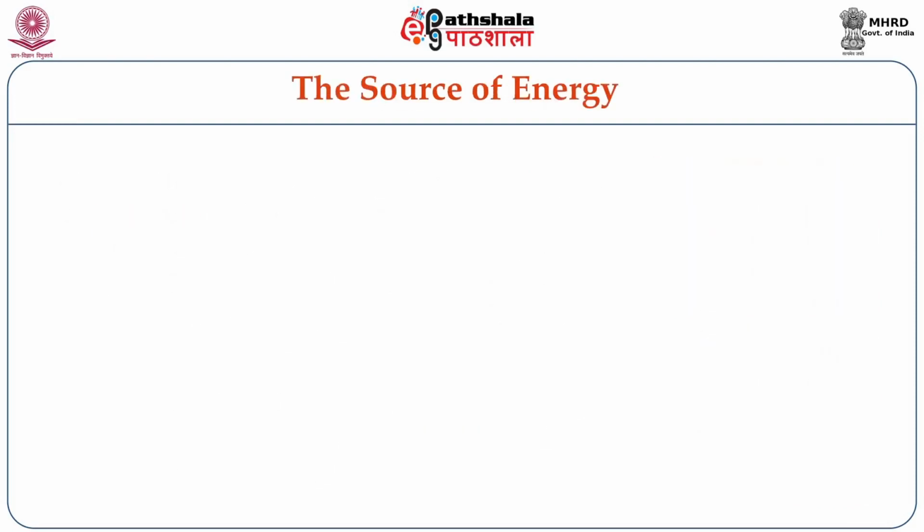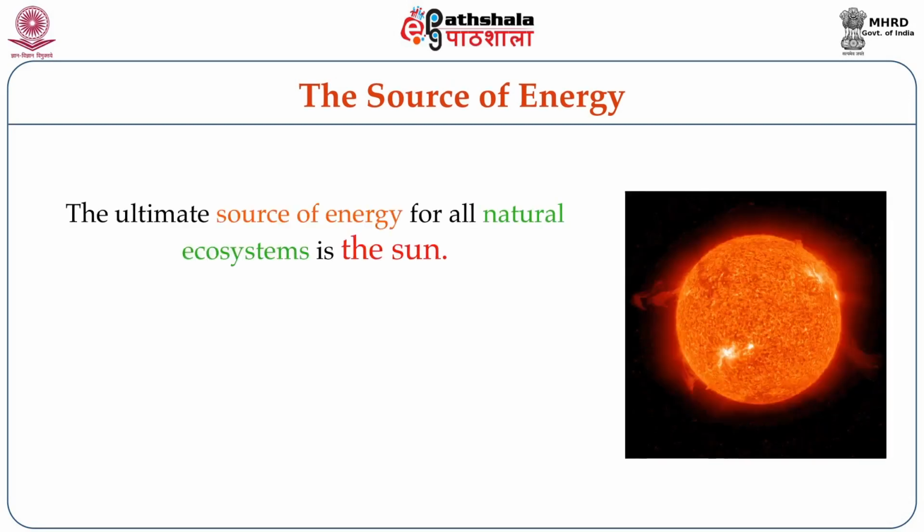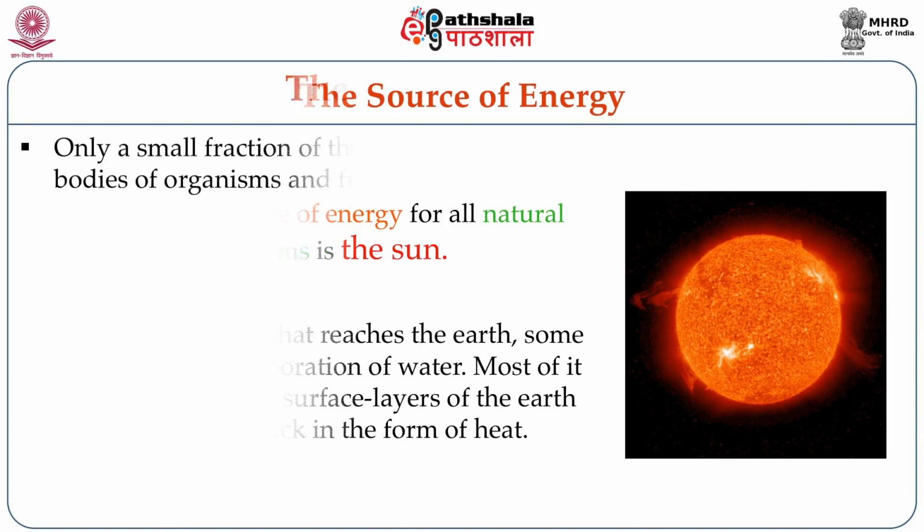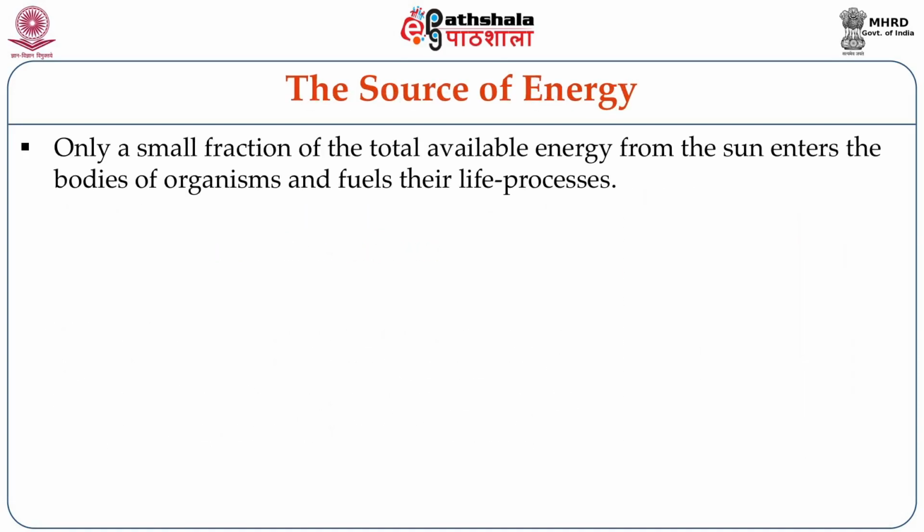So when we are looking at any natural ecosystem, we have to start, of course, with the source of energy for that ecosystem. I'm sure you will understand that the ultimate source of energy for all ecosystems is the sun. Of the solar energy that reaches the earth, some is dissipated in evaporation of water. Most of it is absorbed into the surface layers of the earth and radiated back in the form of heat. Only a very small fraction of the total available energy from the sun enters the bodies of organisms and fuels their life processes.